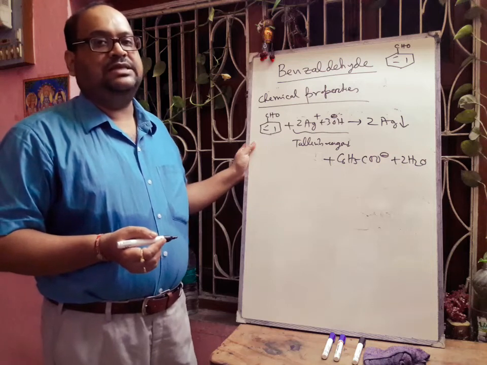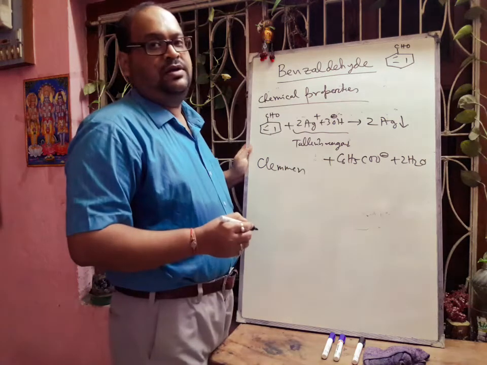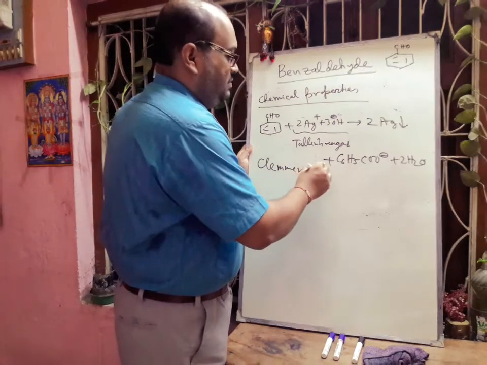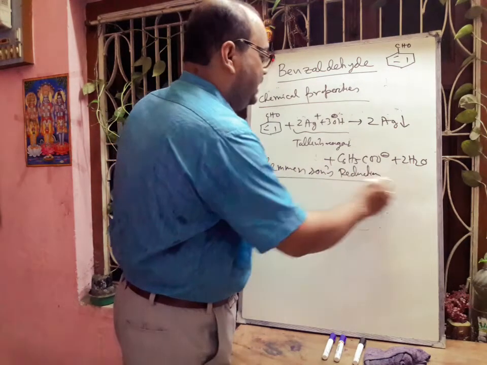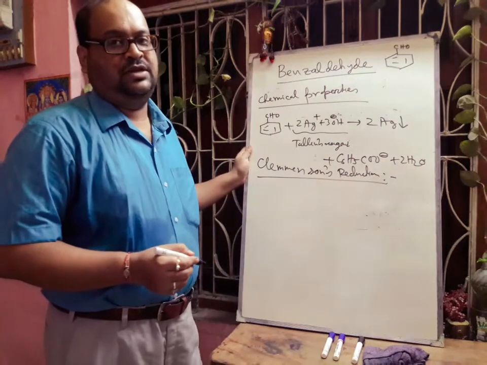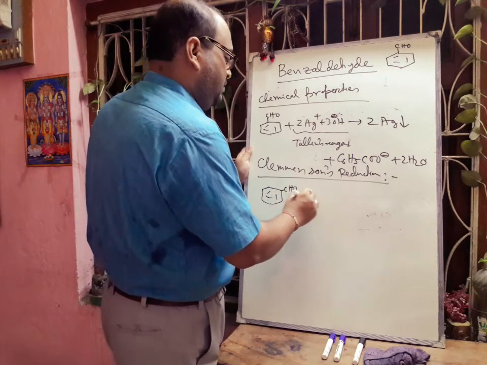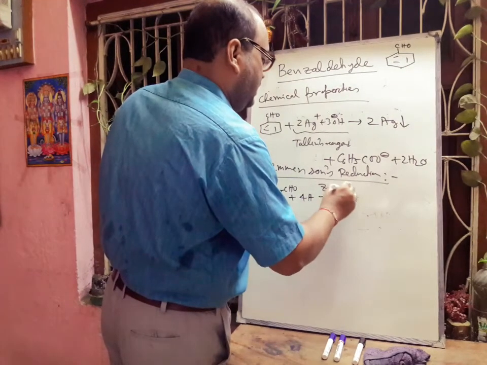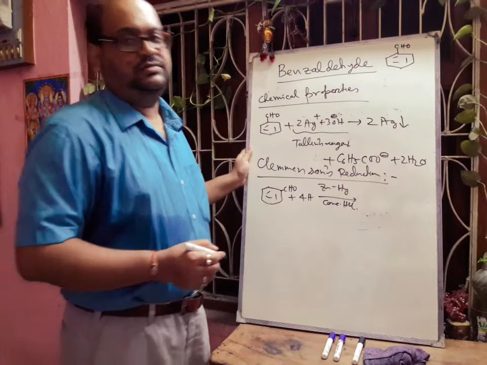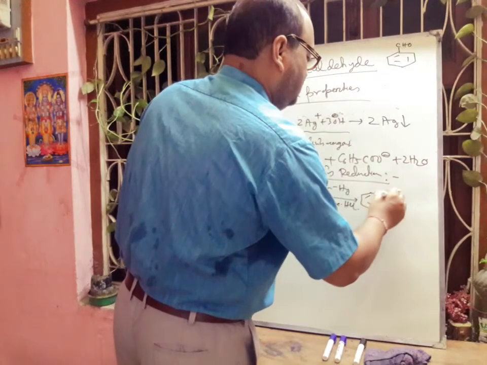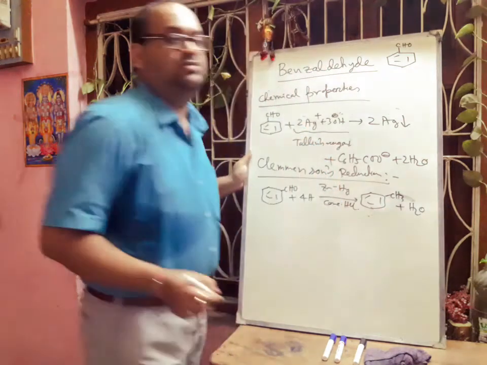Next we will discuss the Clemmensen reduction. In Clemmensen reaction, the main reagent is zinc amalgam and concentrated HCl. So if you take benzaldehyde, there will be reduction with zinc amalgam and concentrated HCl, and there will be formation of toluene. The aldehyde group will reduce to toluene, plus formation of H2O.